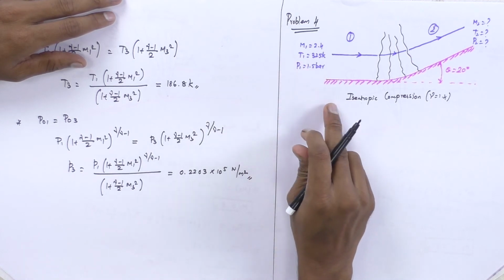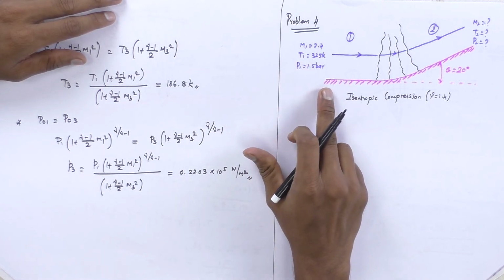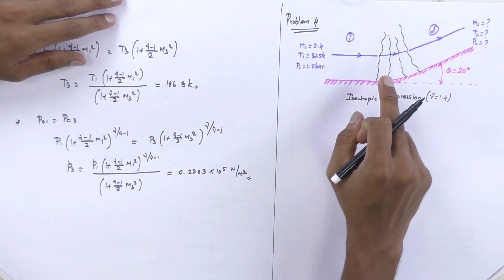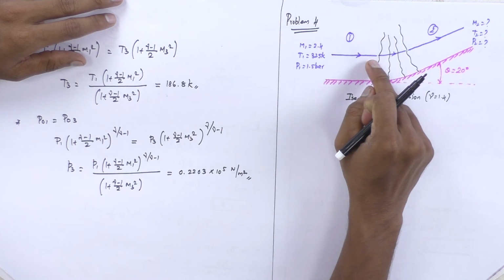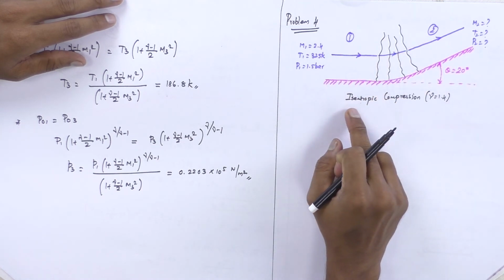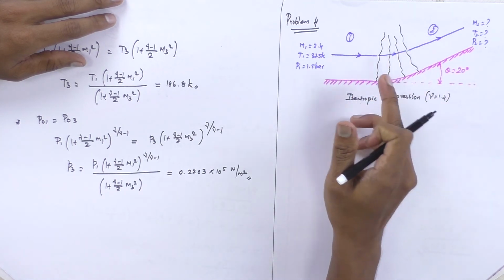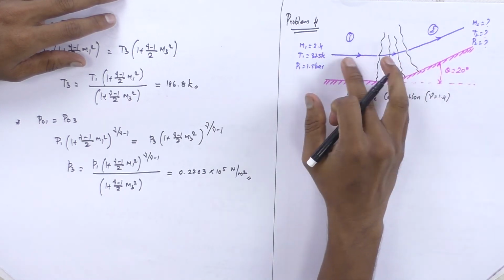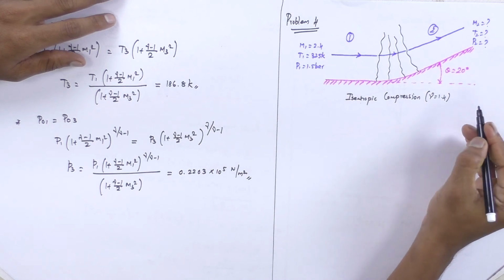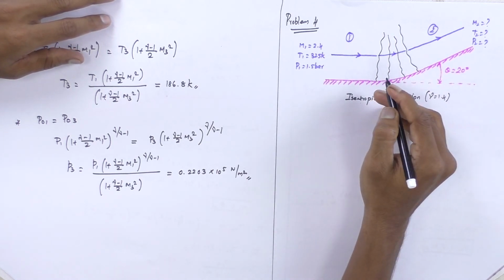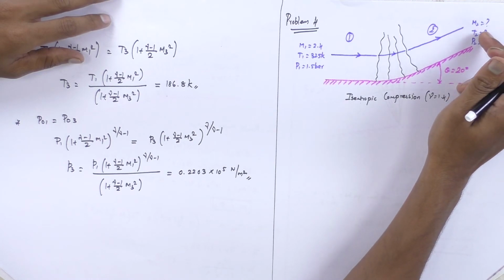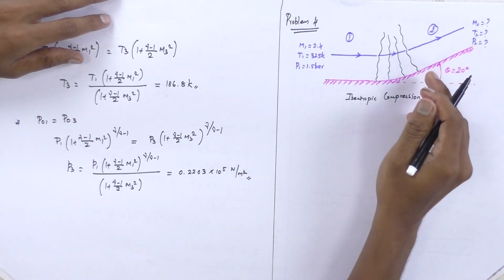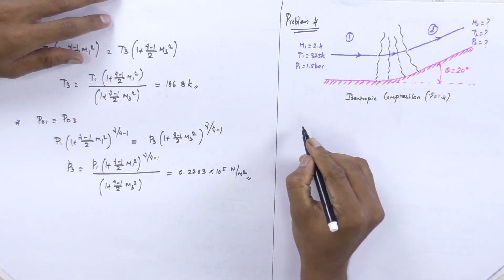Problem number 4. Here they have given a gradually compressing corner, so that will produce a series of Mach lines. This flow is also an isentropic process, so we can directly use isentropic relations to relate region 1 to region 2. Also we can use Prandtl-Meyer relations to relate region 1 and region 2. They asked us to calculate M2, T2 and P2 values.